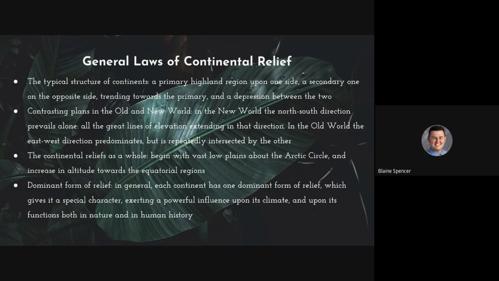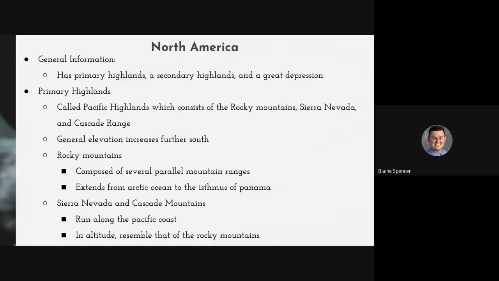Okay, so we're going to break down each continent. We're going to start with North America. Within North America, there is general information, a general idea about it. We talked about this. This was one of the first laws, one of the 4 laws.